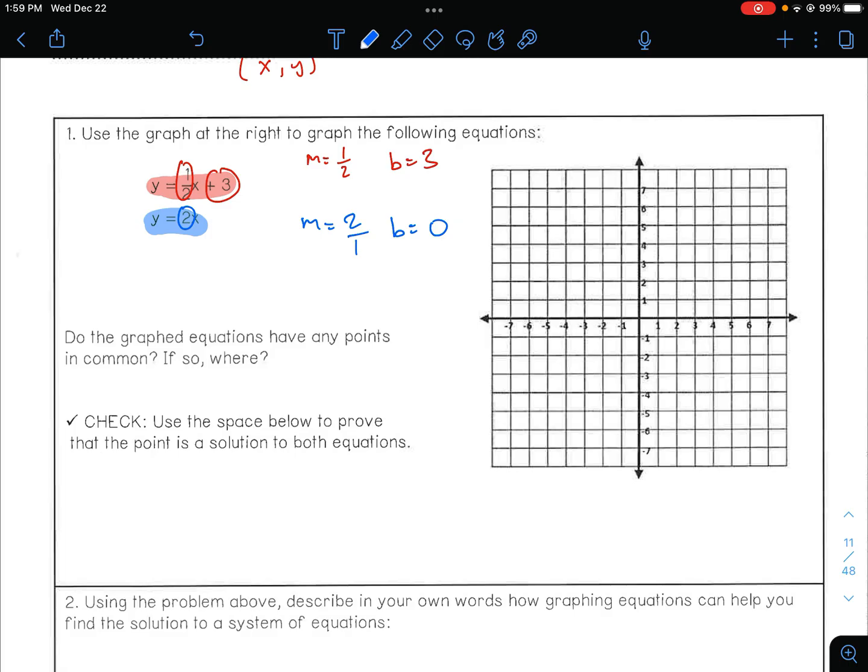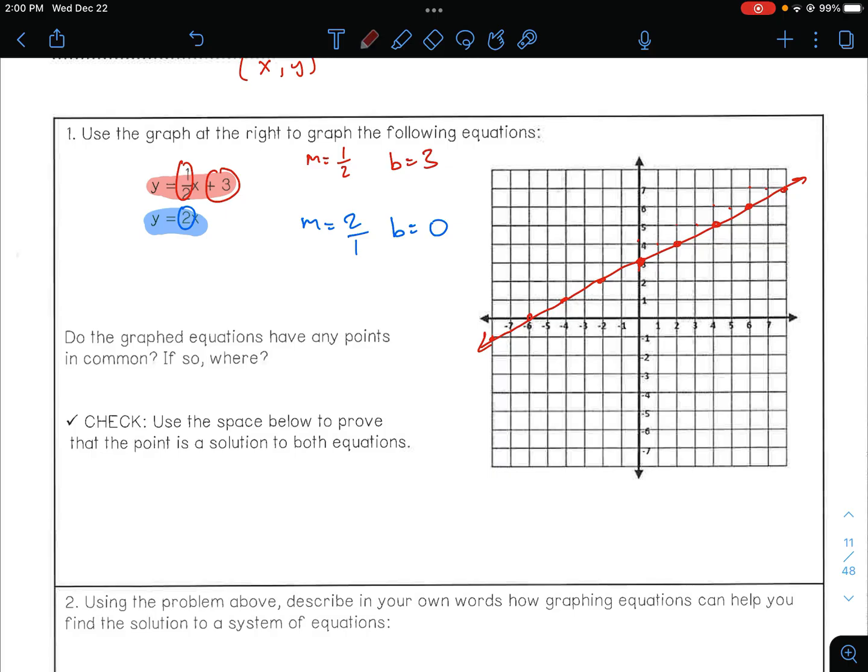Let's start by graphing the red one. Start at y-intercept of 3. 1 over 2 means we rise 1, run 2. So rise 1, run 2, rise 1, run 2. And then I'm going to go backwards with that as well. And hopefully I can draw a straight enough line. That looks pretty good.